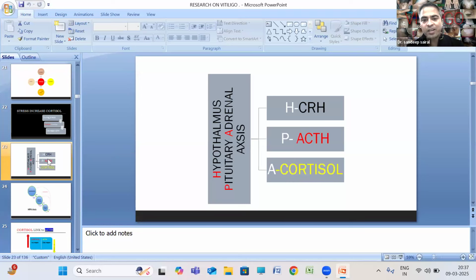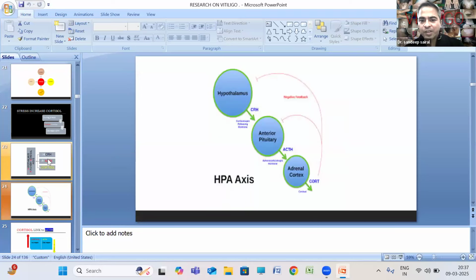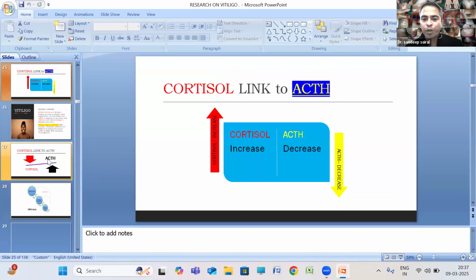Let us understand this by a diagram for better understanding. The hypothalamus releases corticotropin-releasing hormone, which stimulates the pituitary gland, and the pituitary gland releases adrenocorticotropic hormone, which stimulates the adrenal gland and finally releases cortisol. When you have enough cortisol, the body sends a negative feedback signal to the hypothalamus and pituitary so that they know cortisol isn't required. When you have enough cortisol, the body reduces ACTH by the negative feedback mechanism.